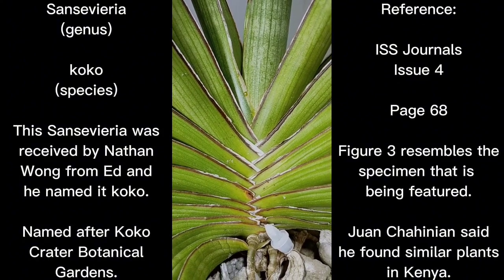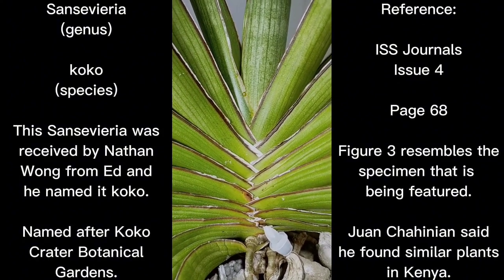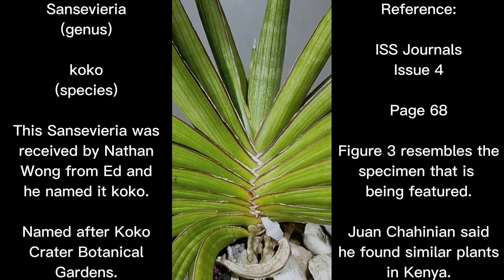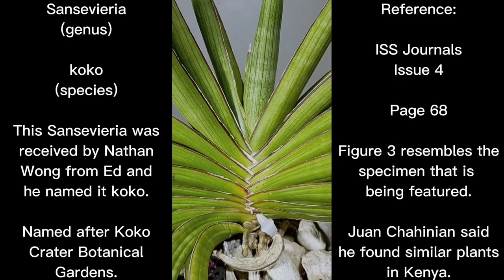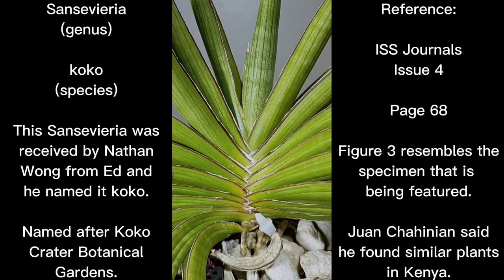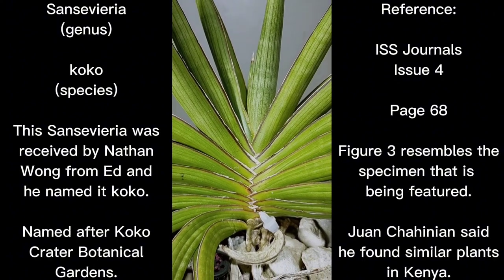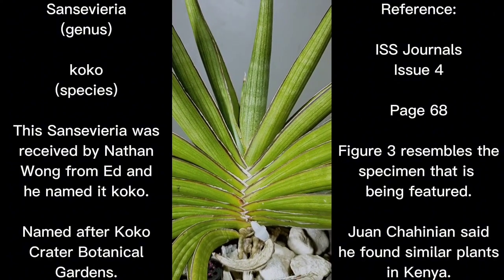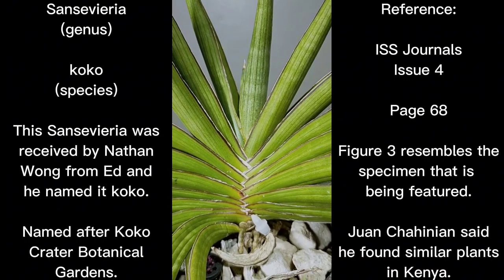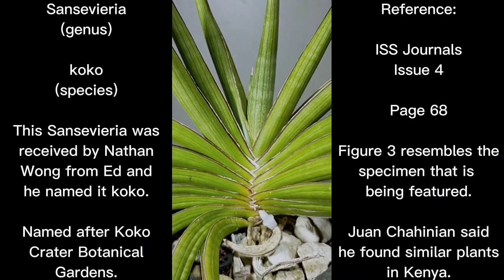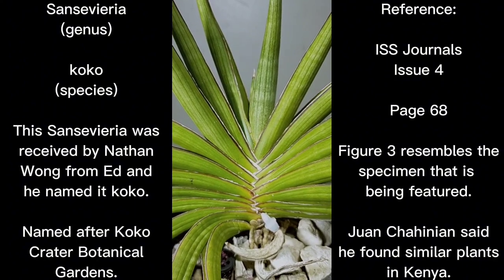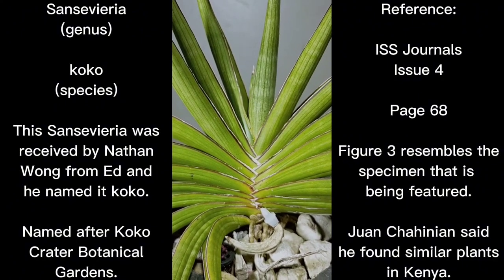So for this episode, we're going to feature another unconfirmed species of Sansevieria, and this Sansevieria is known by the name of koko. The origin of it is through a person named Nathan Wong, who was the curator of Koko Gardens, and he said that he had gotten a quite unusual Disticus Sansevieria.